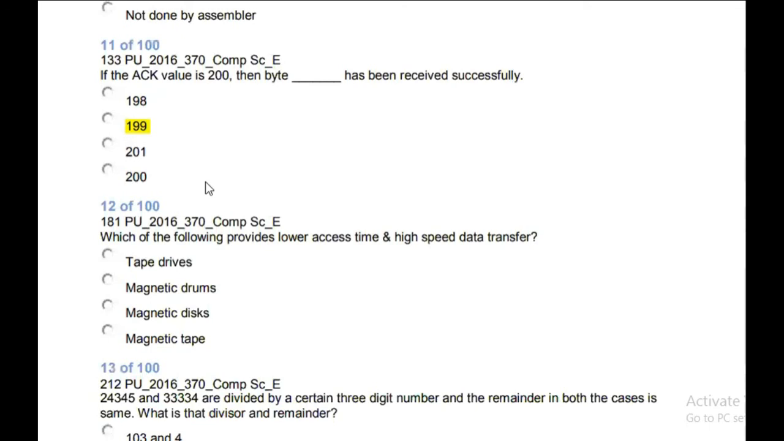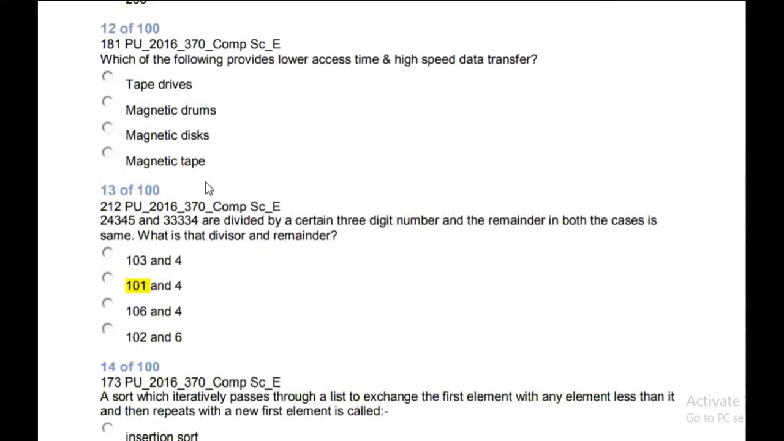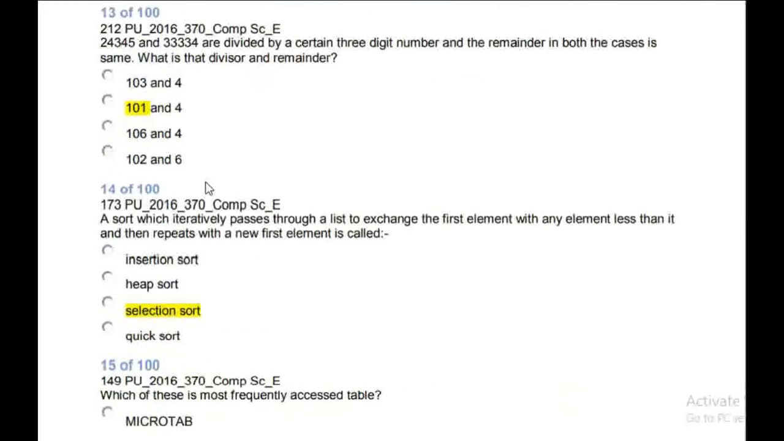11th question. If the ACK value is 200, then byte dash has been received successfully. Option B, 199. ACK means acknowledgement, so if the value is 200, then byte 199 has been received successfully. Option B is right. Question number 12. Which of the following provides lower access time and high speed data transfer? I have no answer for that question. Next question.